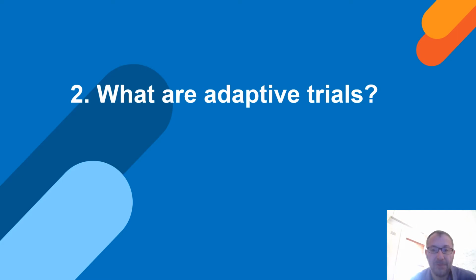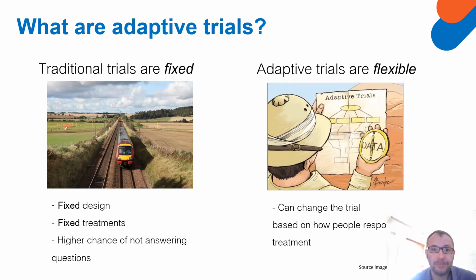What are adaptive trials? So traditional clinical trials are very fixed. They have a fixed design, fixed treatments, and a high chance of never answering the questions that they set out to answer. Adaptive trials, on the other hand, are flexible. They allow us to change the trial based on how people respond to treatment in the trial.